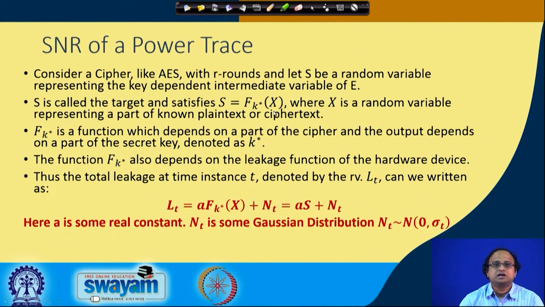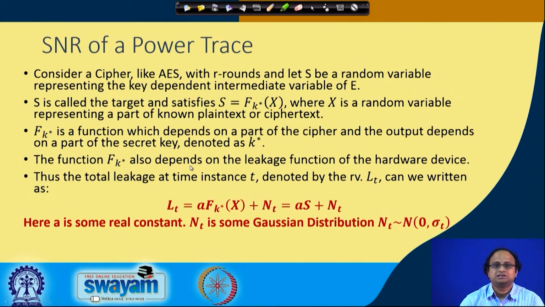So Fk star X could be something like that. X is a random variable representing, say, a part of the known plaintext or the ciphertext. You have the correct key, which is K star, and therefore you apply them to get the value or estimate of Fk star X. Note that Fk star also depends upon the leakage function of the hardware device.